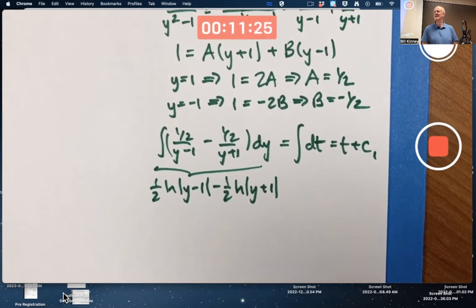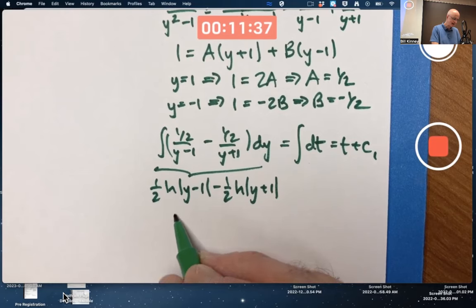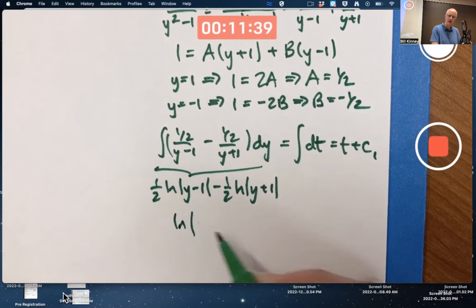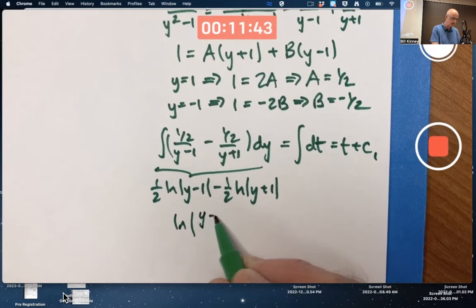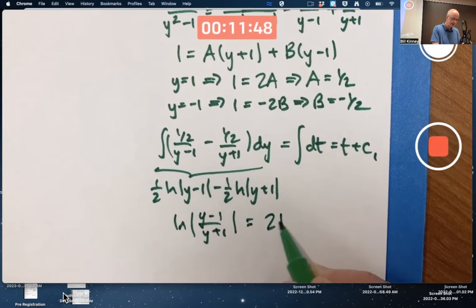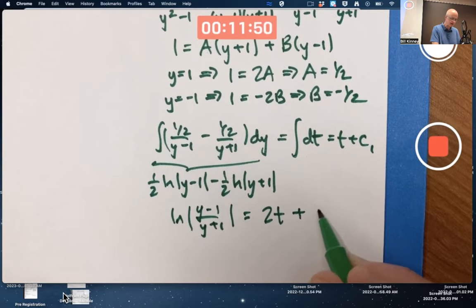I think it does turn out to be a little simpler if you multiply both sides by 2 first. Turns out to be a little simpler that way. Then we don't have to bring the 1/2 into the exponent. So multiply both sides by 2. Then combine the logarithms into one logarithm. The difference of two logs is the log of their quotient. So I can write this. And 2 times c1, I'll call it c2.